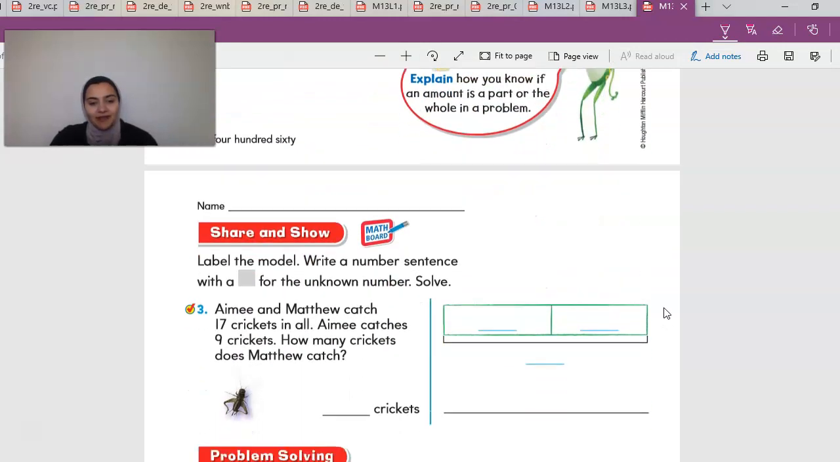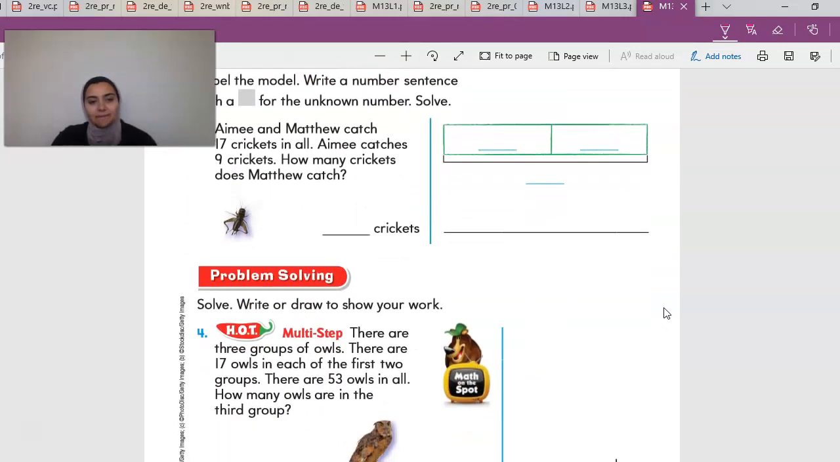All right, I'm going to move on. Let's look at number 3. Amy and Matthew catch 17 crickets in all. So both of them together catch 17 crickets in all. I'm going to box that definitely. And then that means both of them put together is 17. I'm going to plug that in.